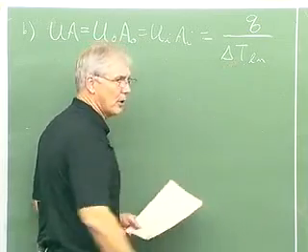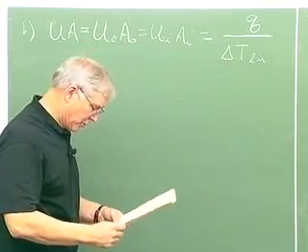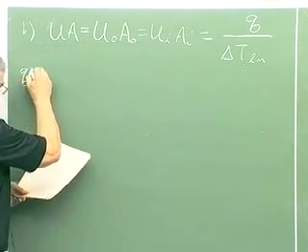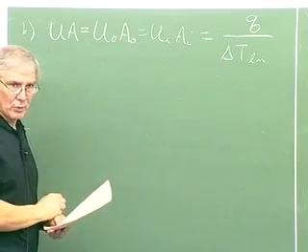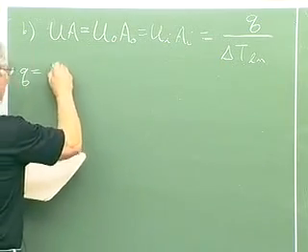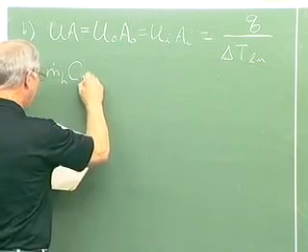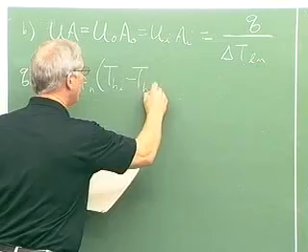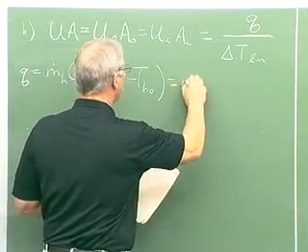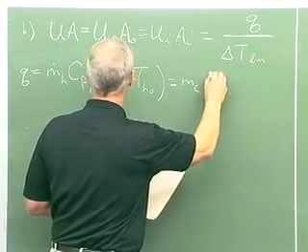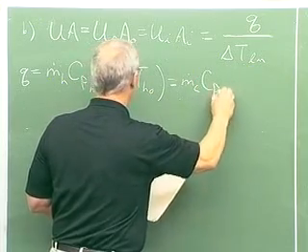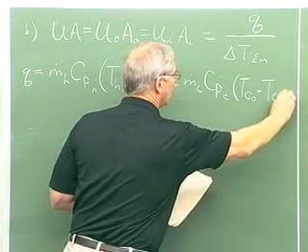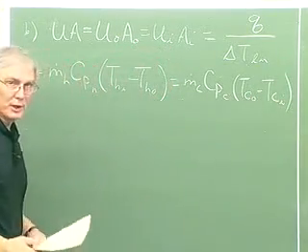Well, we already have from part A the log mean temperature difference, so we need Q in order to get UA. We also know that Q, and we can choose either the hot flow or the cold flow, is equal to m dot hot times Cp hot times T hot in minus T hot out. That's also equal to m dot cold, the mass flow rate of the cold, times Cp cold times T cold out minus T cold in. So we can choose either one of these.